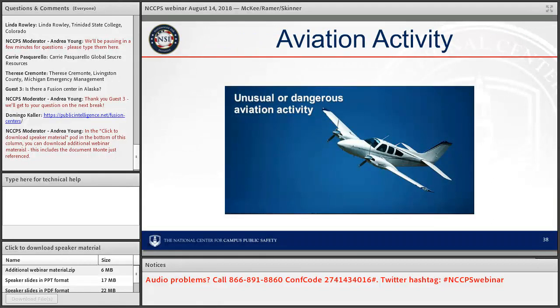Slide 38, aviation activity. Unfortunately, we know through the federal intelligence community that terrorist actors around the world are continuing to focus on aviation as a potential tactic or technique of a terrorist event. So anything that is a suspicious activity relative to aviation, not only is it a crime, be sure that it's generated a SAR.